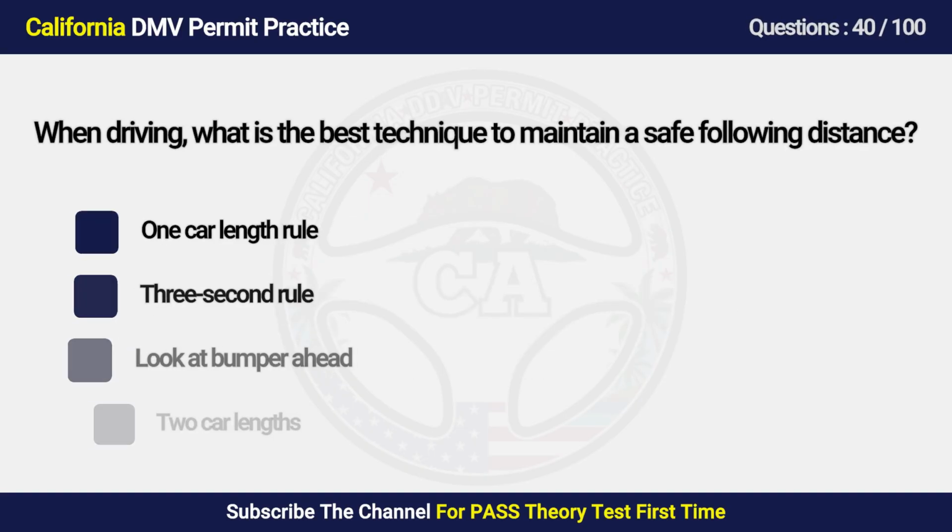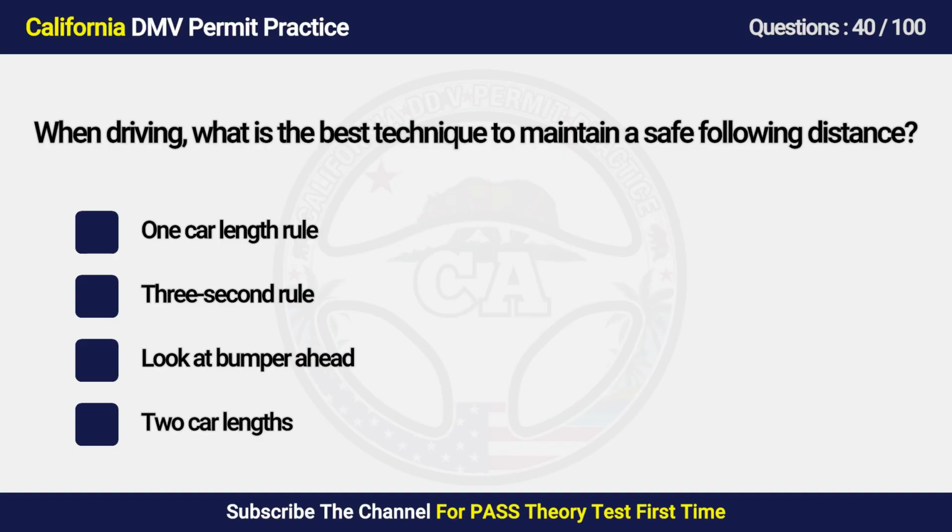Question 40. When driving, what is the best technique to maintain a safe following distance? A. 1 car length rule. B. 3-second rule. C. Look at bumper ahead. D. 2 car lengths.